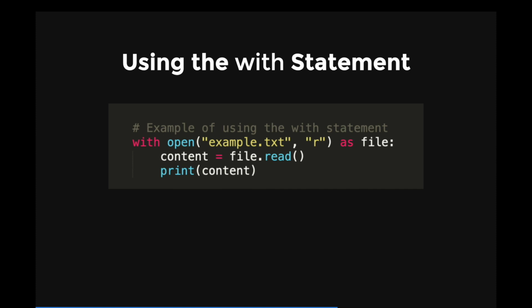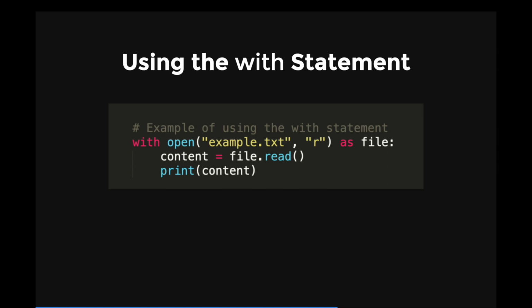Using the with statement. To ensure that a file is properly closed after you're done working with it, you can use the with statement, which automatically closes the file when you're done with it. So you can say with open example.txt in read mode, as file. So it's assigned the opened file to the file variable. Then you say content equals file.read, so you read from there, and then print content. Using the with statement is recommended because it's more concise and ensures that files are closed properly even if an error occurs while processing them.